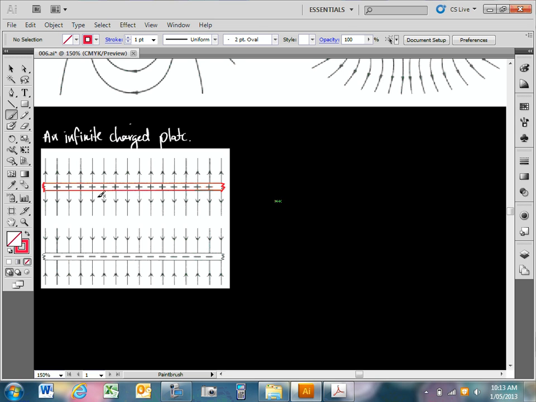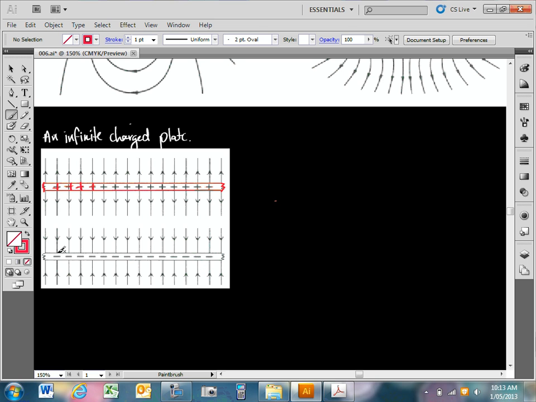It's some sort of a conductor. Think of it as a piece of copper, say. Say it's a plate that goes off to infinity in 2 dimensions. Okay, and it's positively charged. So they've got all of these plus signs in here, to say that it's positively charged.